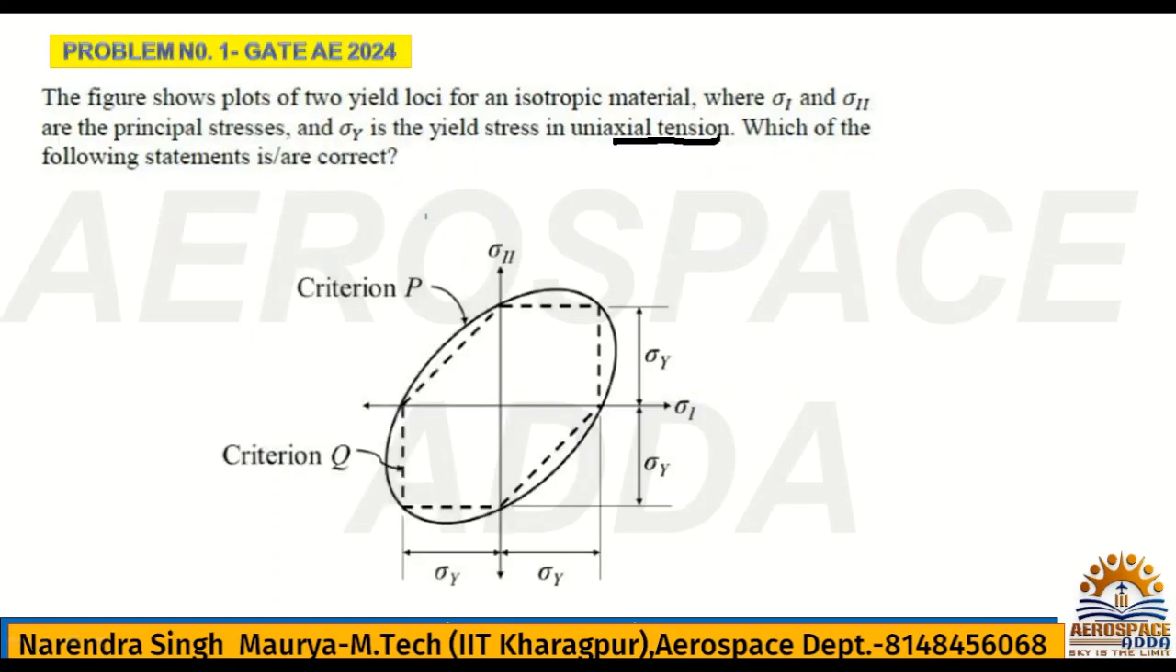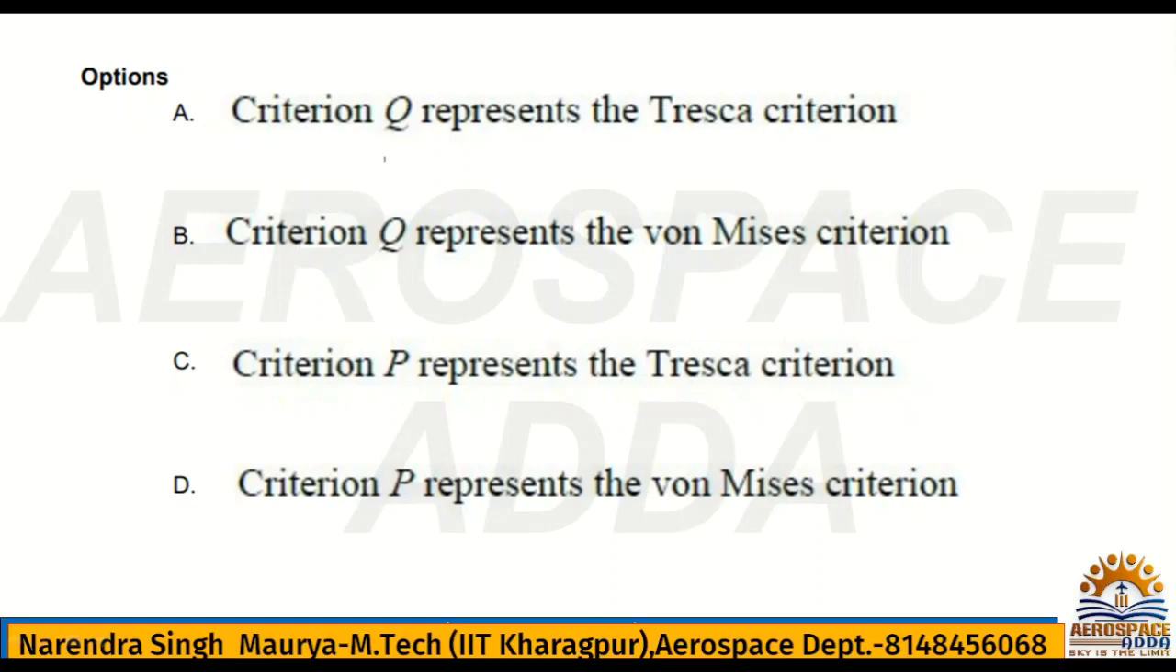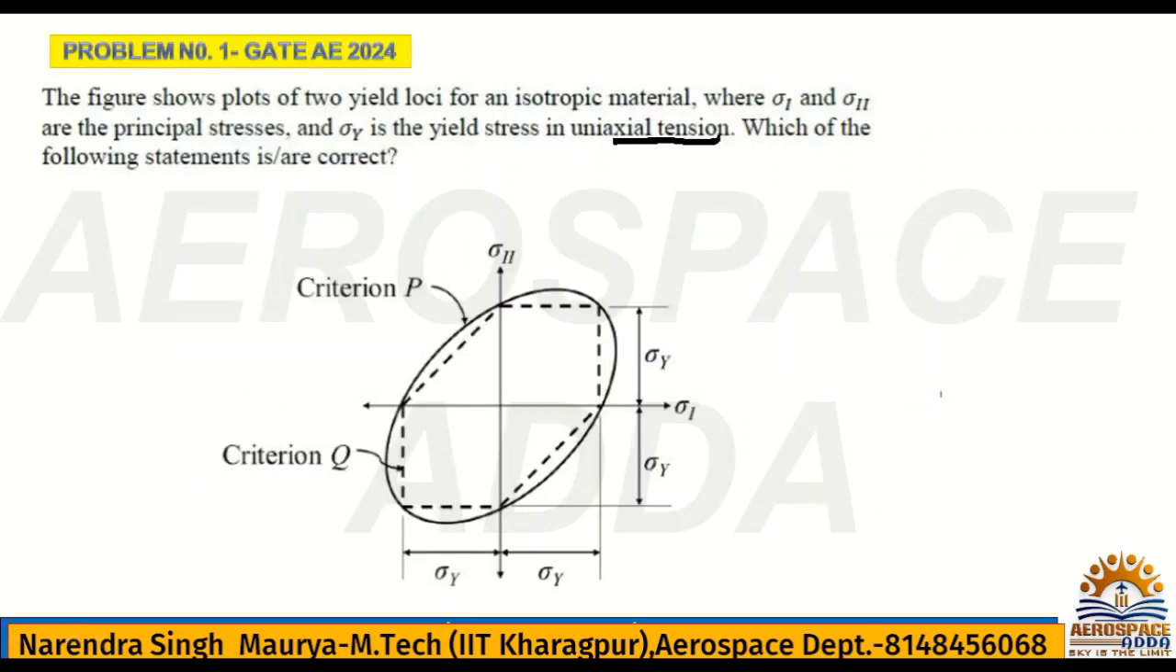Now for this problem, see the theory of failure chapter in GATE Aerospace we had seen during the preparation. So many methods are there in theory of failure, but here we have to talk as per the given options, basically the Tresca criteria and the Von Mises. From the graphical point of view, like Tresca and Von Mises, there I had explained in case of the Tresca.